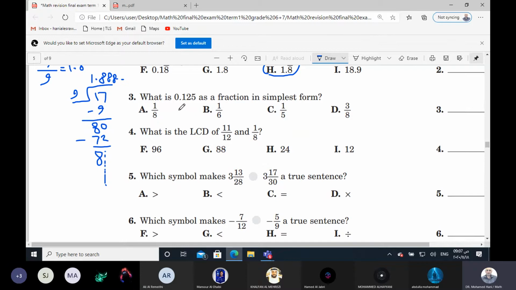What is 0.125 as a fraction in simplest form? Here we have a decimal. We want to write it as a fraction in simplest form. Take the number 125 over 1,000, because the point is after 3 digits. So here we have 125 over 1,000.